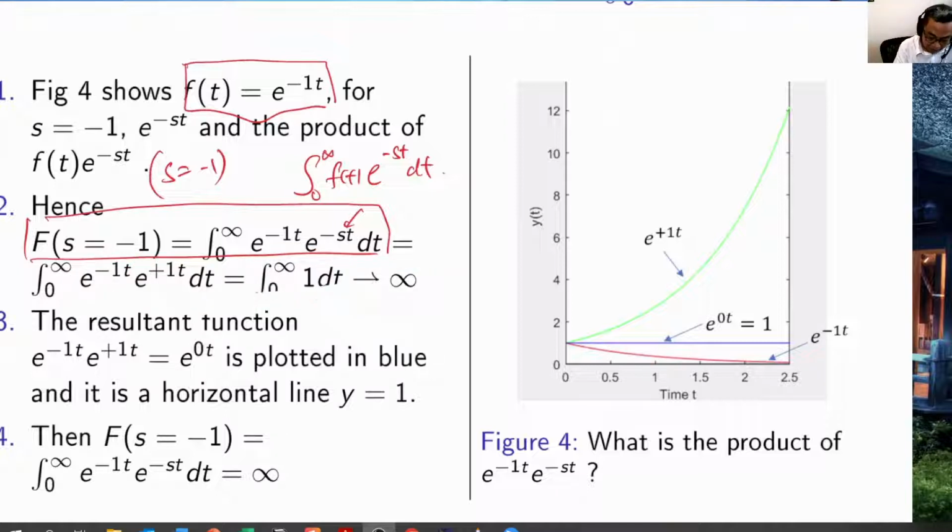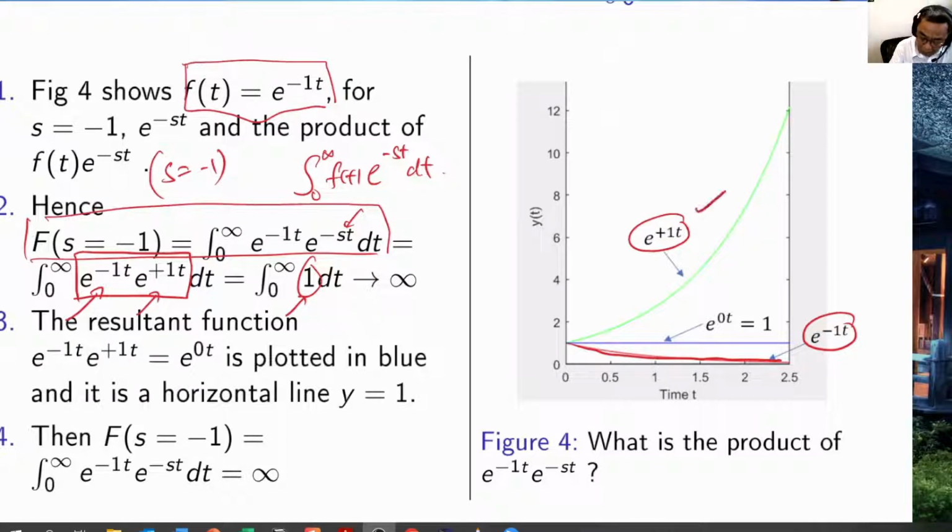It is also educational for us to see e to the minus 1t and e to the plus 1t. And when they multiply each other, they become e to the power 0t. This is e to the minus 1t here. It decays as time goes from 0 to positive infinity. What about e to the plus 1t? As time goes to infinity, it actually becomes larger and larger. But when they multiply with each other, e to the plus 1t and e to the minus 1t, they become e to the power 0t. So this is a function that is 1 continuously.